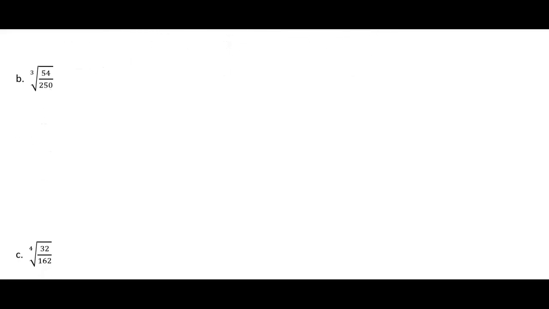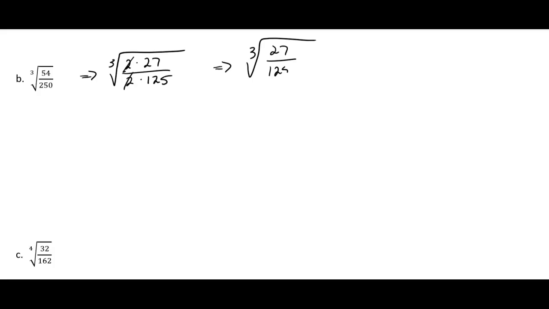So now we want to do a cubed root, but we've got 54 over 250. So I'm going to think of that as the cubed root. 54 is 2 times 27. And 250 is 2 times 125. And so then I'm going to have the cubed root, oh, those 2's cancel. So I'm going to have the cubed root of just 27 over 125. So if it helps, you could think of it as 27 is 3 times 3 times 3. And 125 is 5 times 5 times 5. And so you're going to get just 3 over 5.